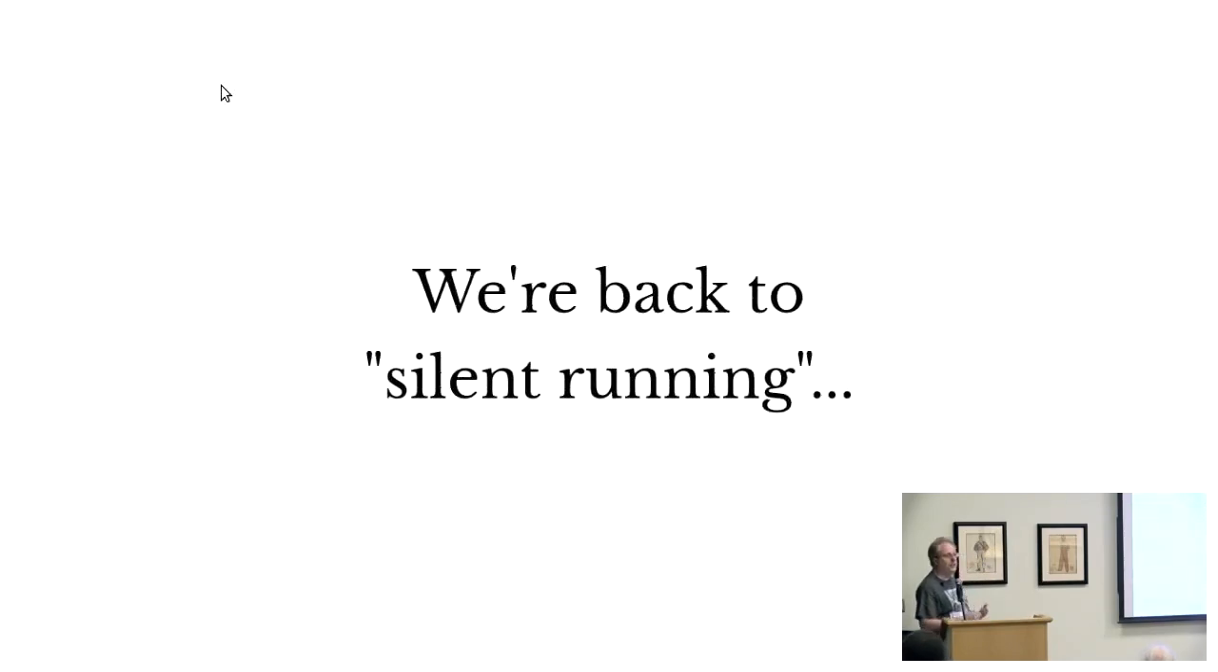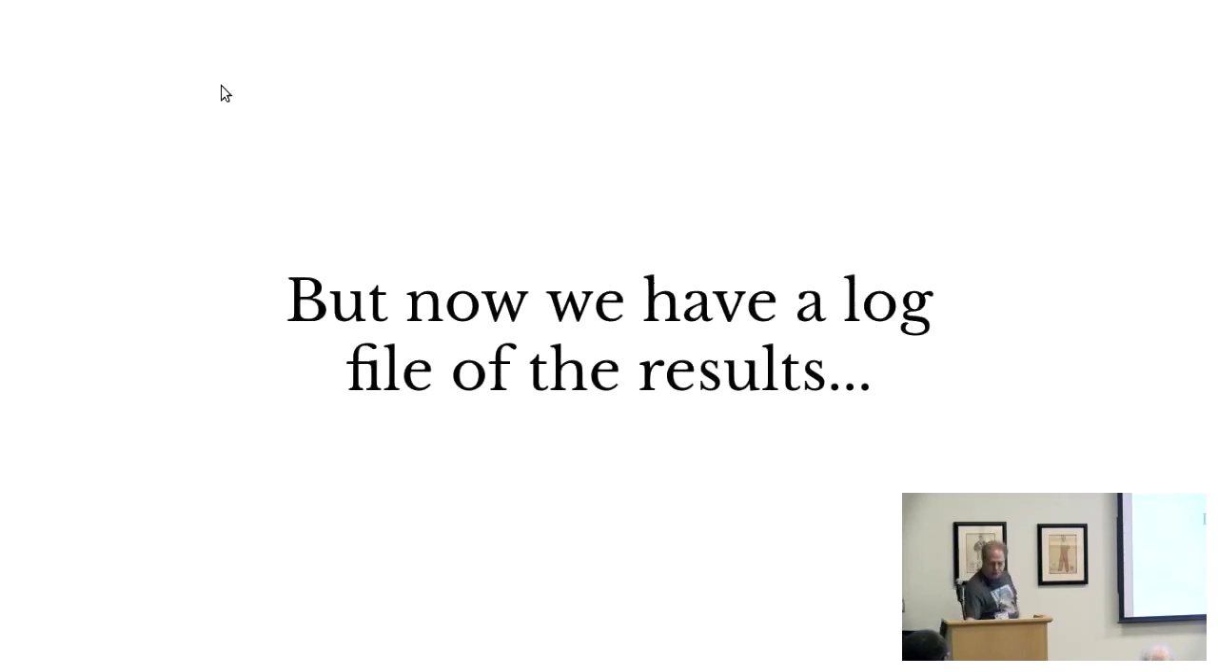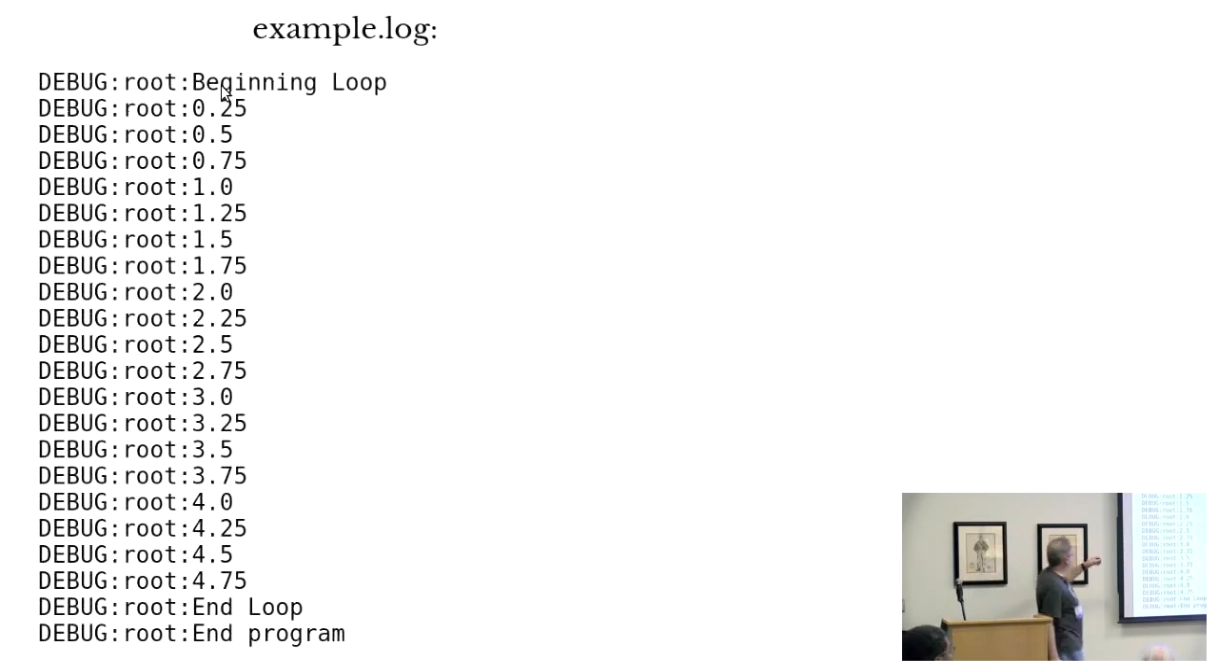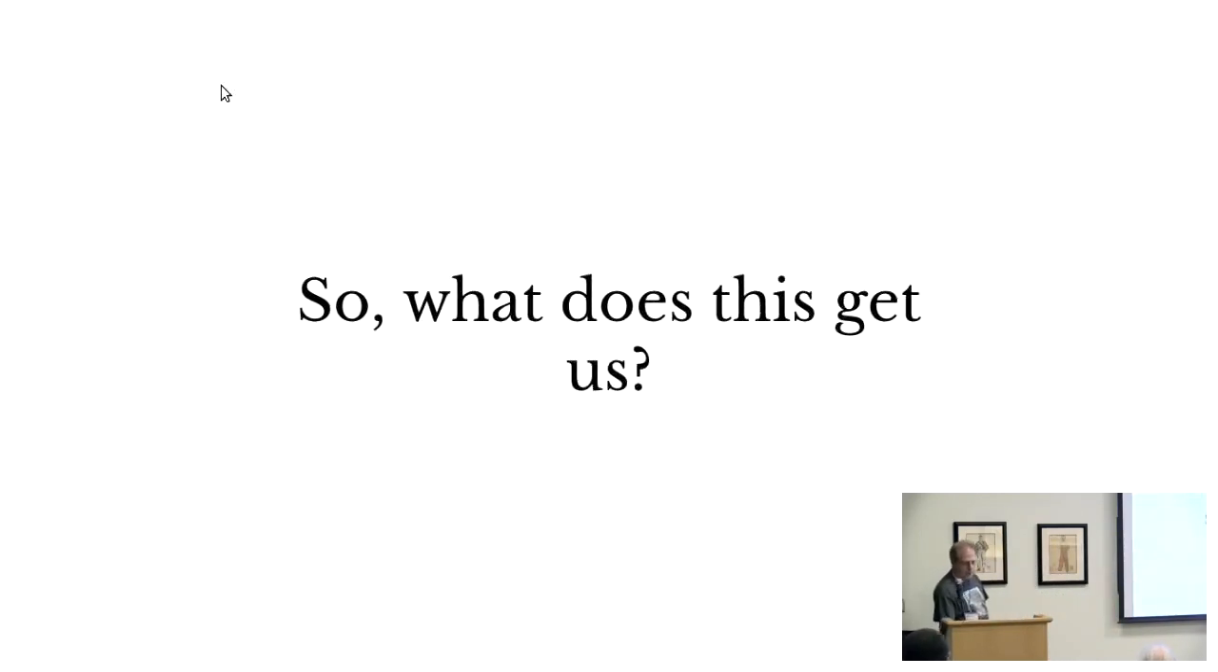We're back first off to the silent running that we initially had, so we haven't really changed the output of the code, but now we have additional information about what the results are. So we can see that it started off the loop, and we see all what was before printed out now is in the log file. And then we see that the loop ended and that it ended our program. So what does that get us?